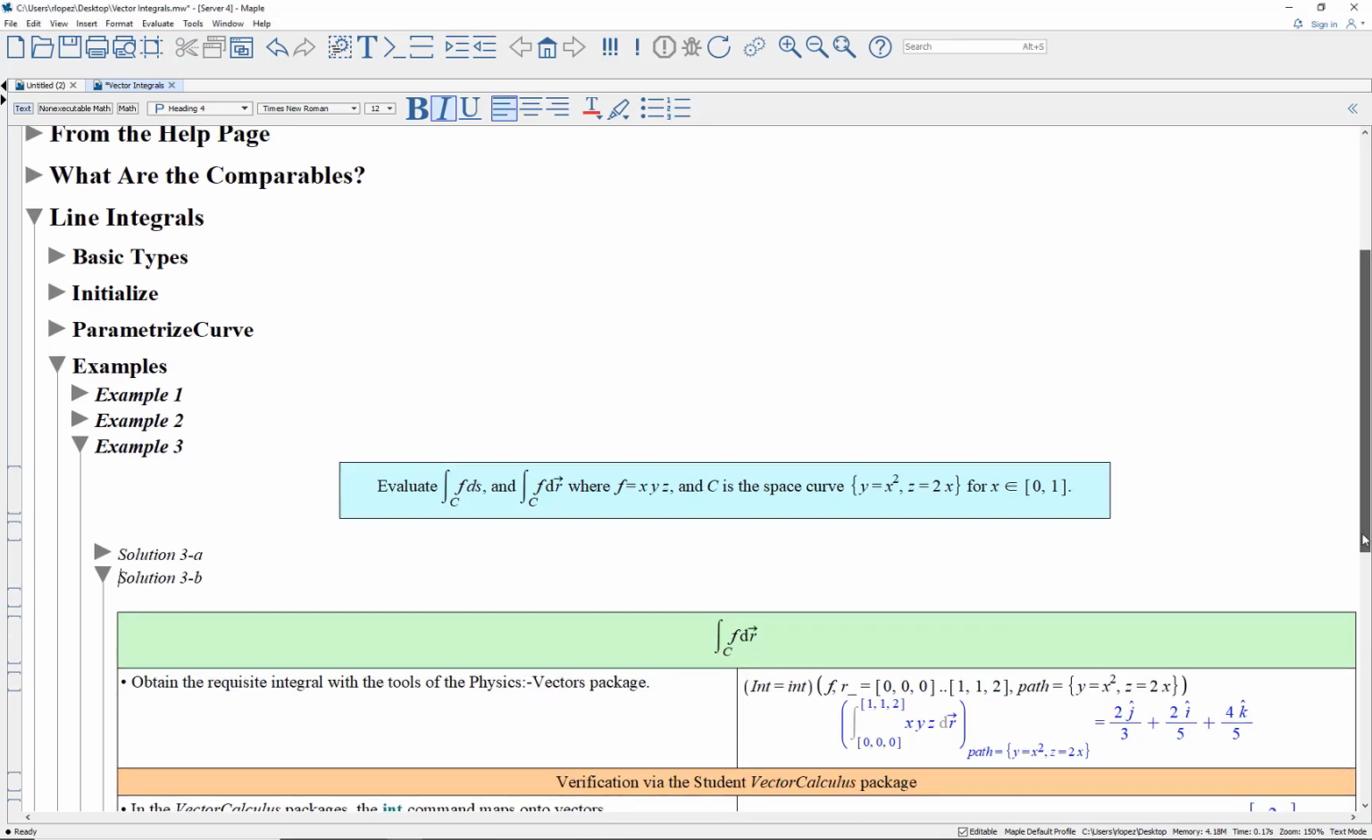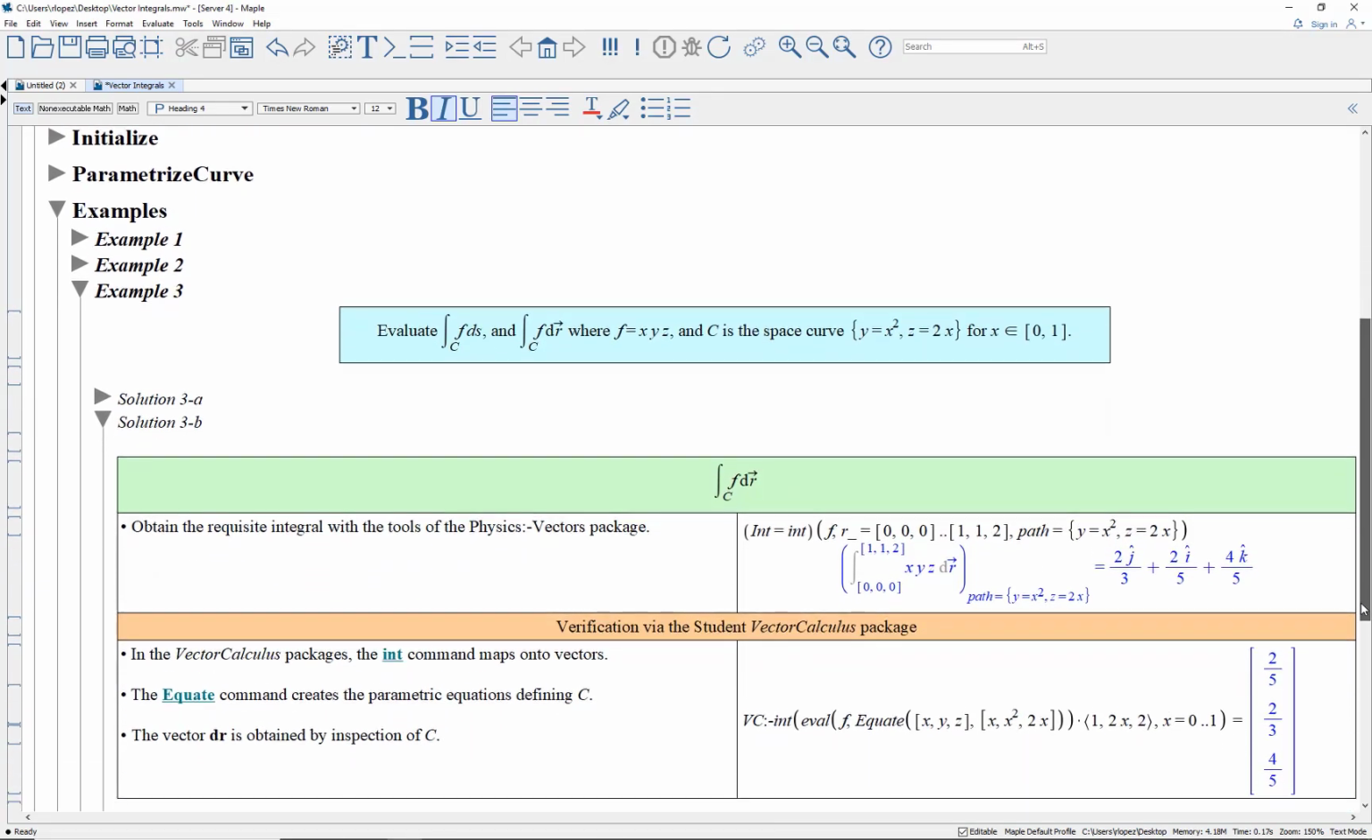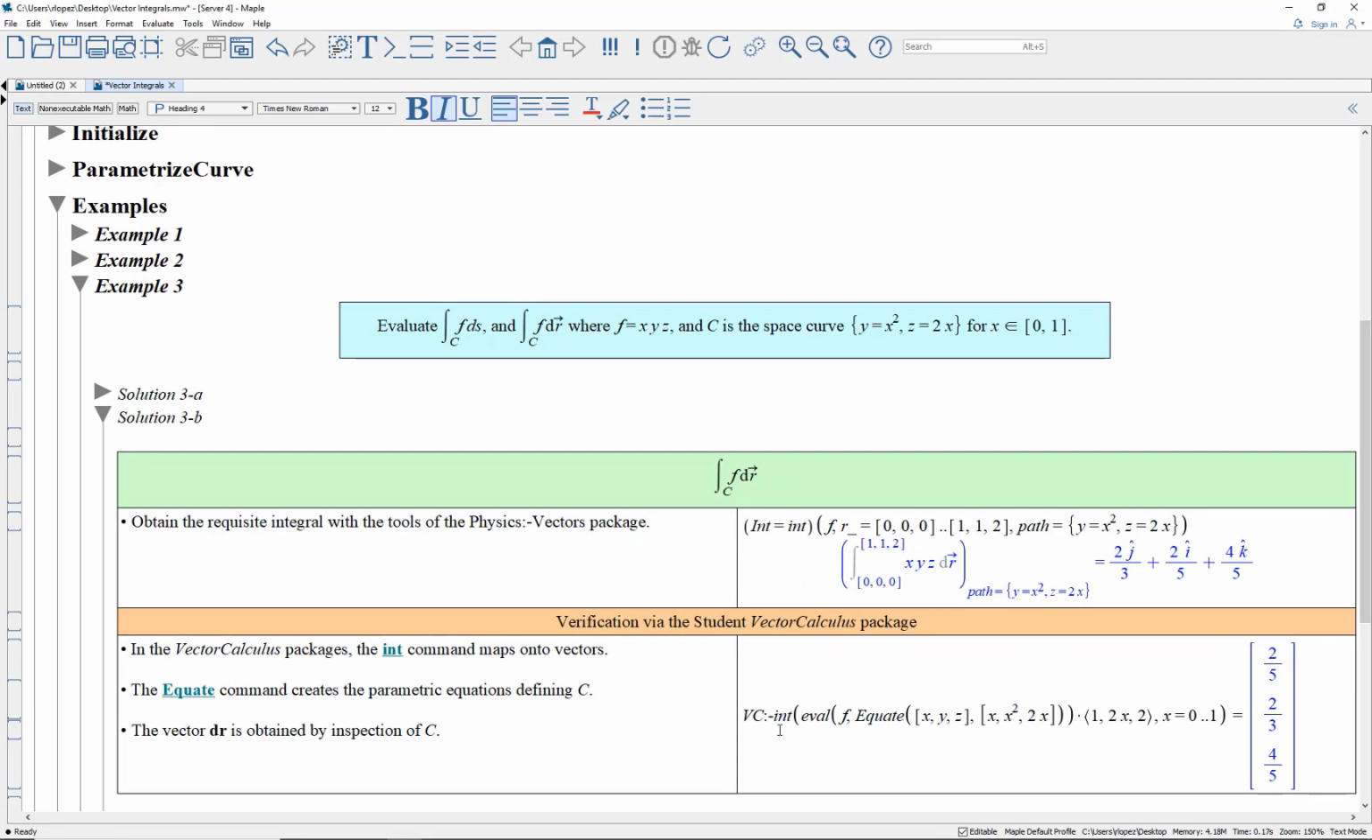We can verify this result by using the int command in Student Vector Calculus. It maps automatically onto vectors. So what vector does it have to map onto? Well, first of all, this is a scalar. We have to make the substitutions. X is x, y is x squared, z is 2x. So that's what equate sets up. X equals, y equals, z equals. And then the eval command makes that substitution into f.